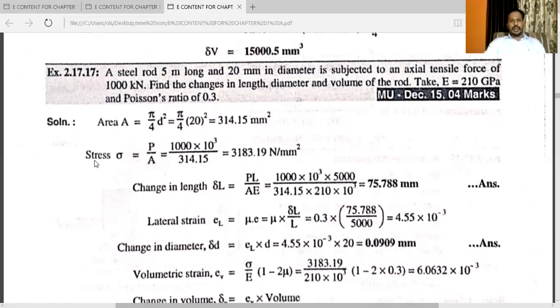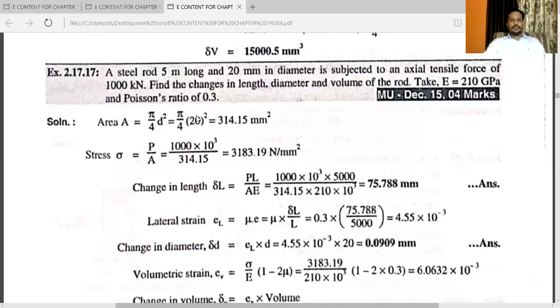The next, we have to calculate stress, that is sigma. Sigma is equal to P by A, which is 1000 into 10 raised to 3. Because the value is given in kilonewton, you have to convert it into Newton. So multiply by 10 raised to 3, divided by the subjected cross-sectional area, that is 314.15. Here the answer is 3183.19 Newton per mm square.